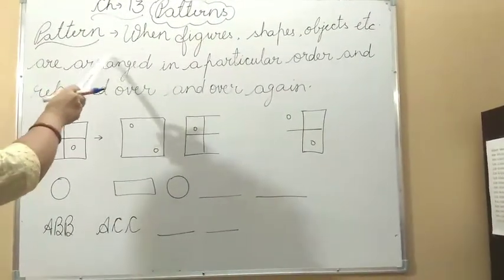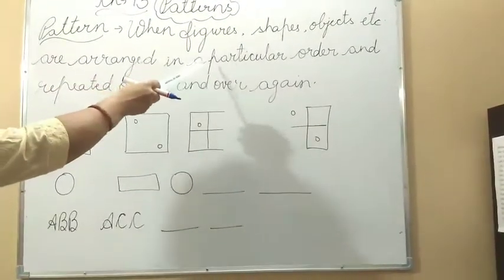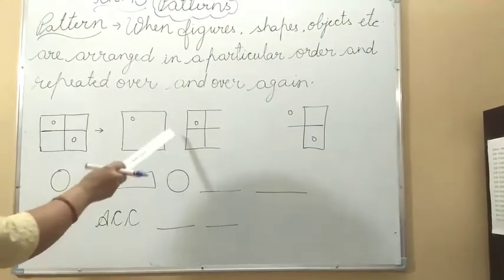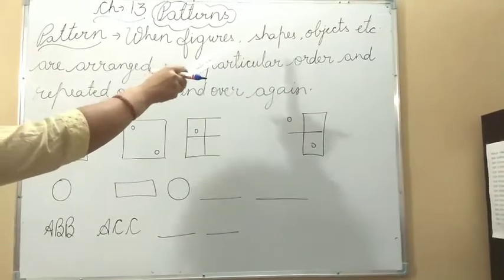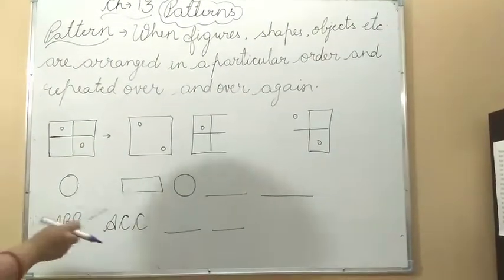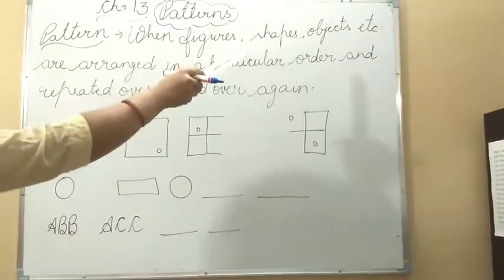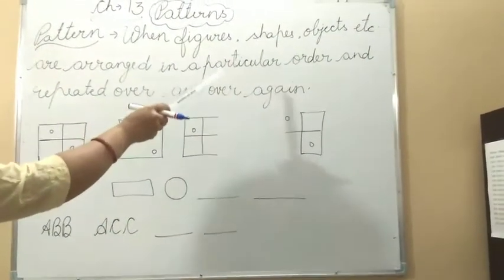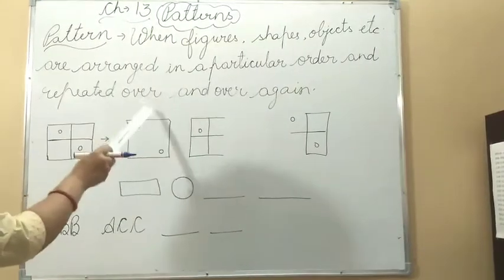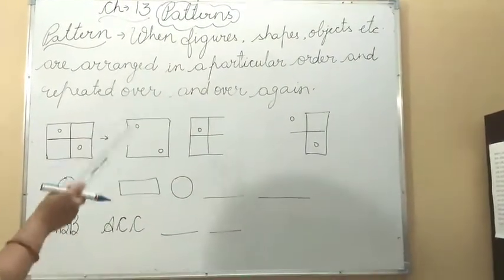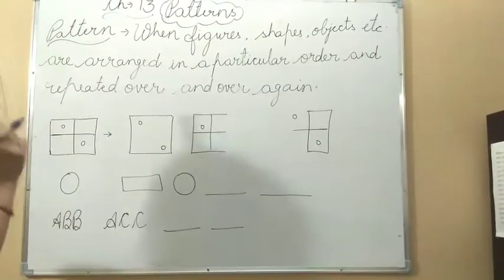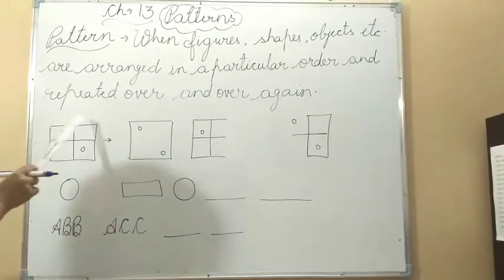So what is a pattern? When figures, shapes, objects, etc. are arranged in a particular order and repeated over and over again, meaning repeating a sequence, that is called a pattern. Now I will give you some examples here.